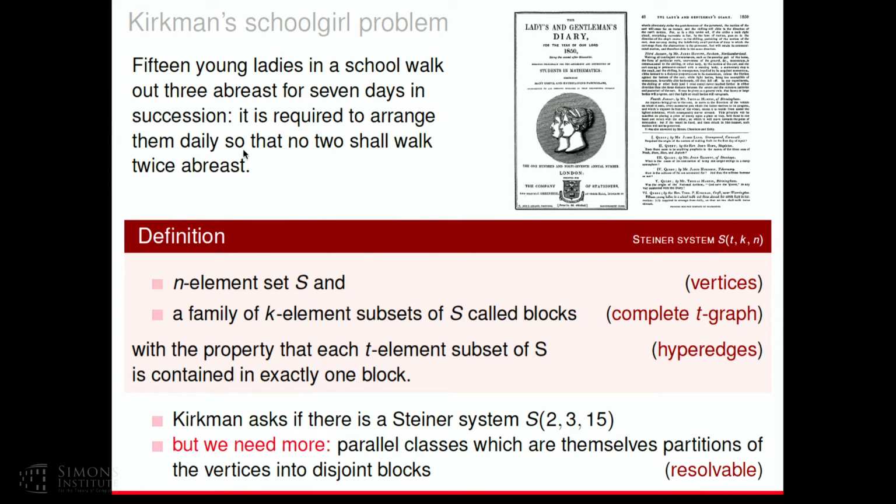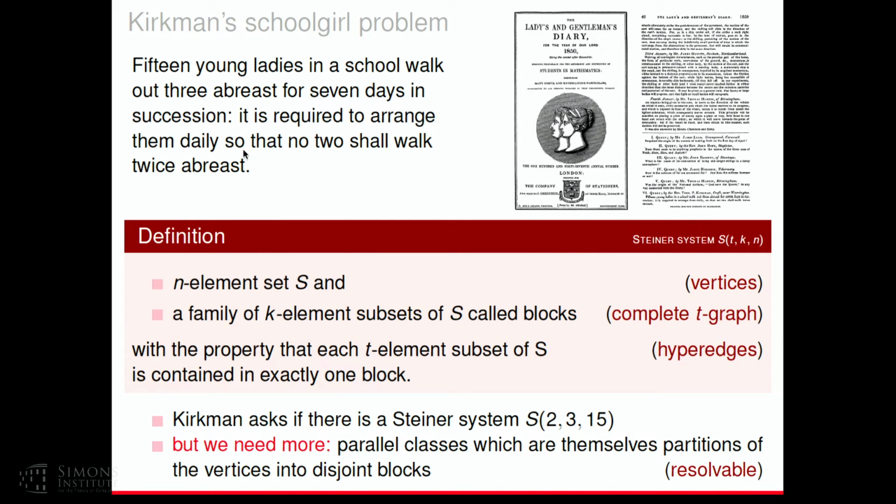But he wants a little bit more. So remember, he wants that these schoolgirls are really partitioned into groups of 3 girls. So he somehow wants that once we find these complete k-graphs, and in this case, it's just complete graphs on 3 vertices, so meaning triangles, and once I have all these triangles which should cover my edges, that I can furthermore partition these triangles into parallel classes. So that I have a set of triangles which covers all the vertices, so all these 15 girls, and that is one of my classes. And then I have another one, and so on. And this is also what is called a resolvable Steiner system.